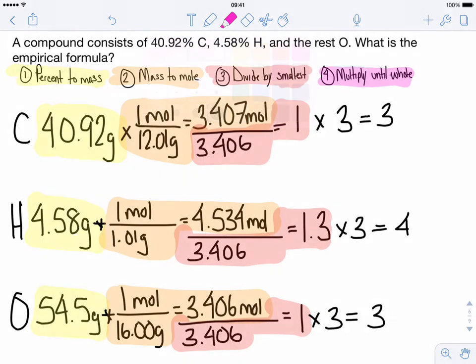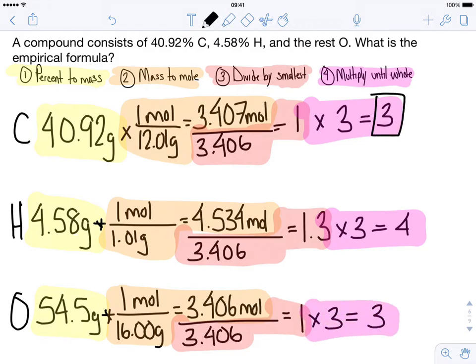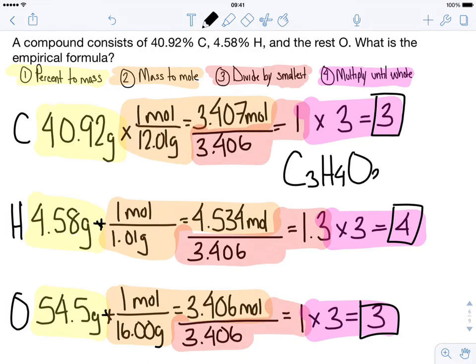Okay, and this is step 4: multiply until whole. And so these numbers right here, 3, 4, and 3, become my subscripts in my empirical formula. So the empirical formula from the percent masses that we were given is C3H4O3. And that is our answer.